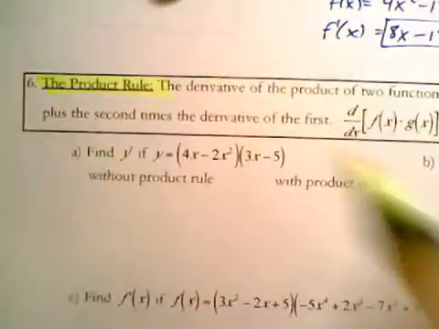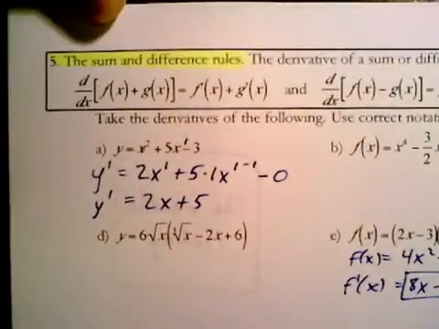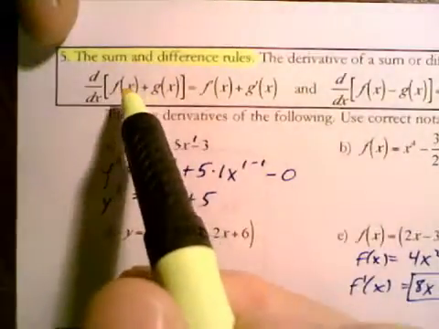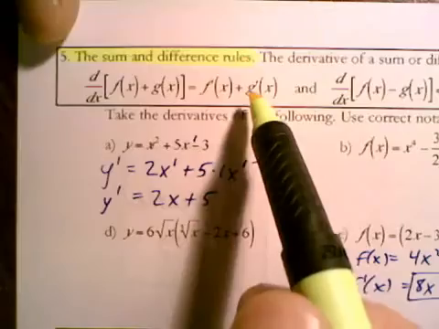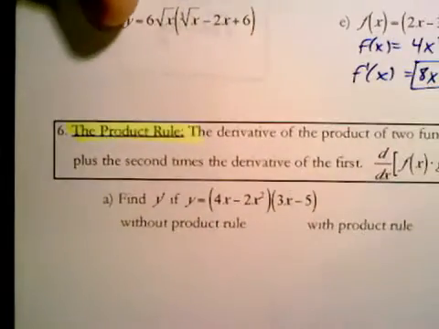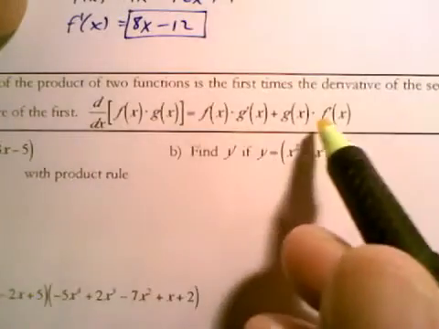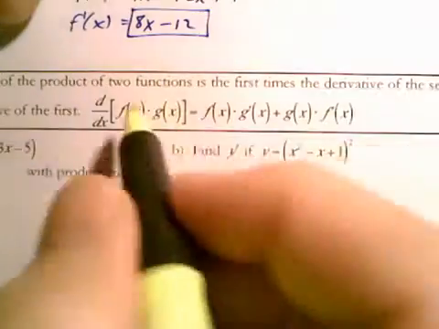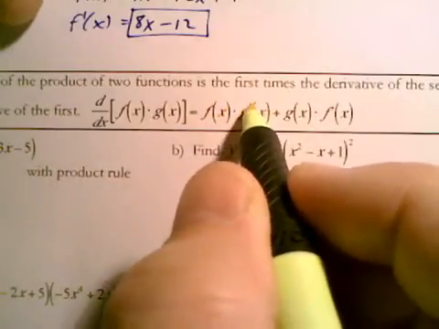Product rule, you use these all the time, by the way. The product rule, unlike the sum and difference rules, whereas the derivative of a sum is the sum of the derivatives. Same with the difference. However, please take note, the derivative of a product is not the product of the derivatives. Okay, so the derivative of a product is the first times the derivative of the second.